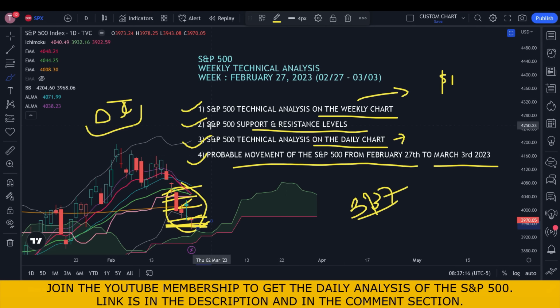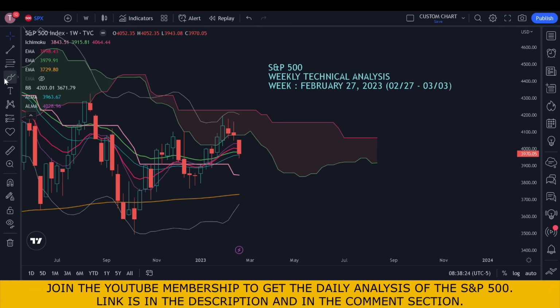So guys, now I'm going to discuss the first point of the agenda of this S&P 500 weekly technical analysis. The first point of the agenda is the S&P 500 technical analysis on the weekly chart. So let's see what is happening on the weekly chart of the S&P 500 as well as on the Dow Jones, because something critical has happened in the case of the Dow Jones.